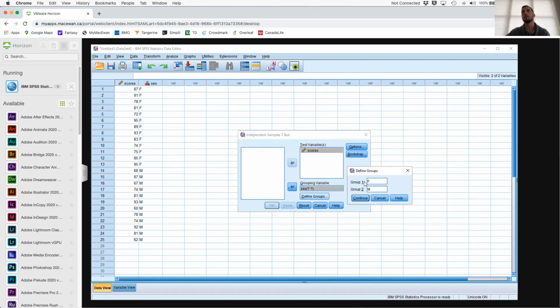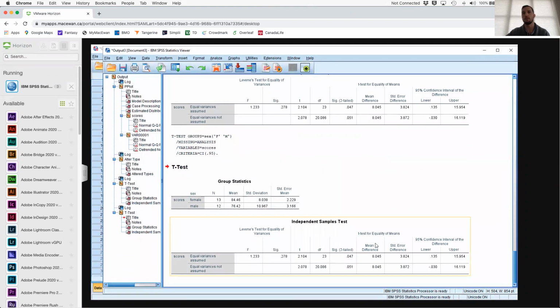And then for group 1, I type a capital F. And for group 2, I type a capital M. Does that work? I think it's because I typed the word female and male. That's probably why it didn't work. Yeah, I think the symbol has to match what's given in the data. Okay, cool. So then continue, and then okay, and then the output should be included. It did work for me. Thank you. Nice.